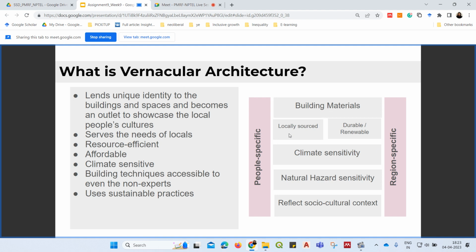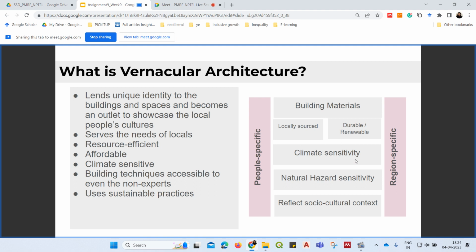The building materials are both locally sourced and durable or renewable in nature. So if you're using some building material which is durable in nature, it will last a long time, or if the building material is not durable, it has to be renewable in nature, for example thatch in thatched roofs, or bamboo in bamboo construction, or other things which are easily renewable. So if it's not durable, if it decays over time, it can be easily renewed several times over.